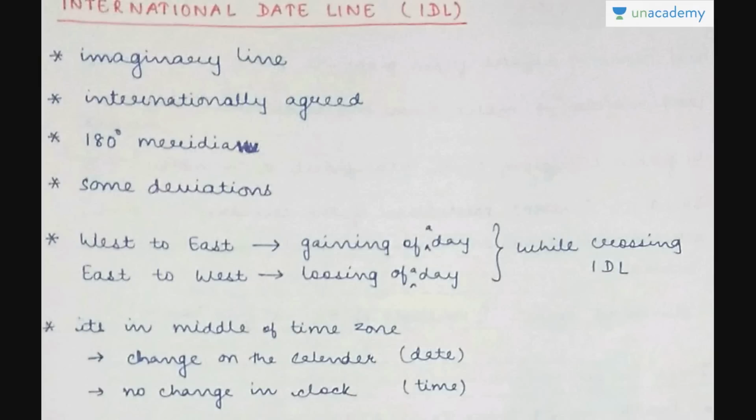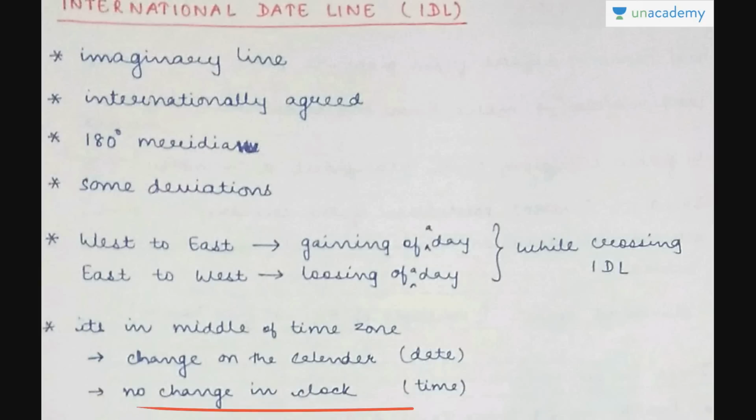Now, this is the thing which we did about IDL. It is an imaginary line, and it is internationally agreed, all the countries agree to this. The location is the 180-degree meridian. This line is very important. Why? Because when you cross this line, there is a change in the date, and not in the time.